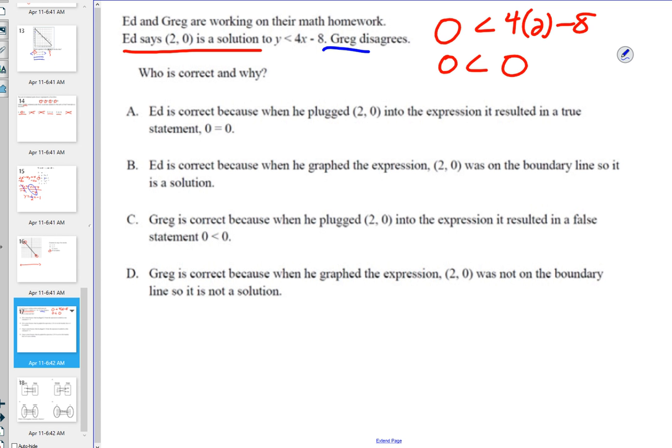So it can only be either C or D. And when you plug 2 onto the expression, it results in a false statement. The other one says it was not on the boundary. It actually would be on the boundary line. If you were to graph this, I know you can't see a graph, but if you were to graph this, that point would be on the boundary line. The problem is that the boundary line would be dashed.